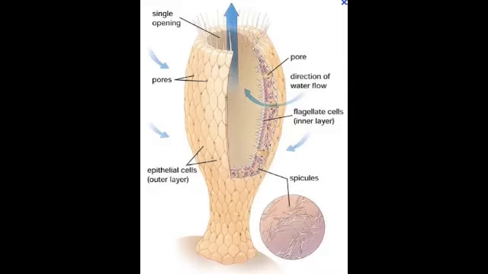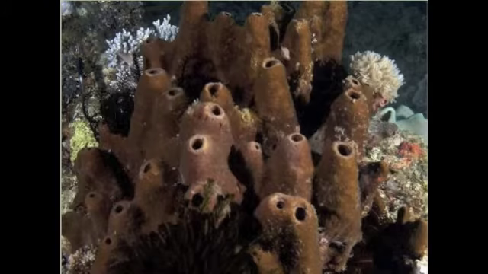Because sponges do not have nervous, circulatory, or digestive systems, they rely on water current to do tasks done by those systems, such as obtaining food, removing waste, and obtaining oxygen. Sponges are considered to be the simplest animals.